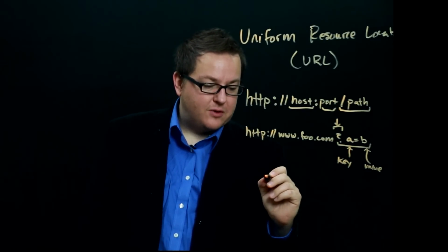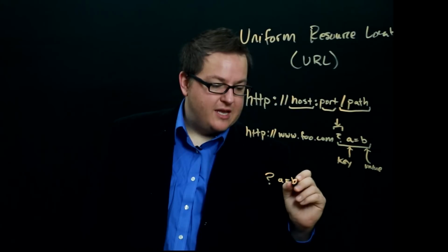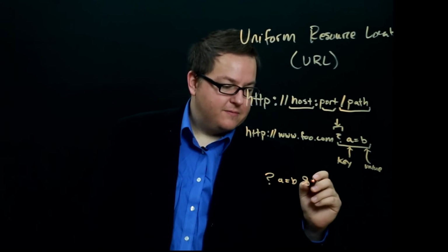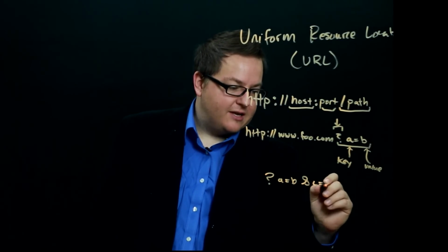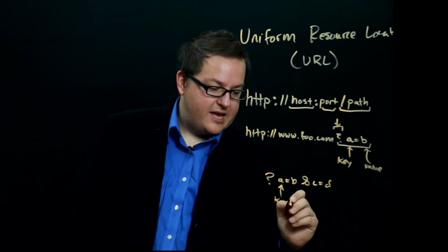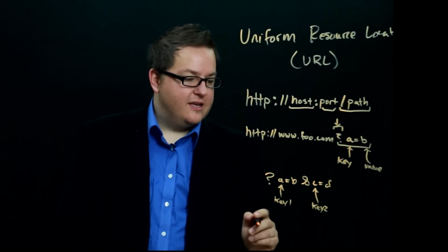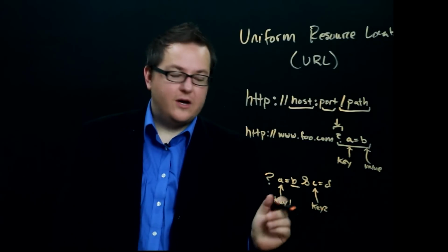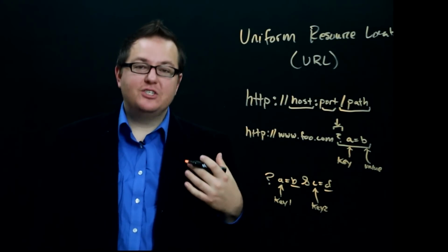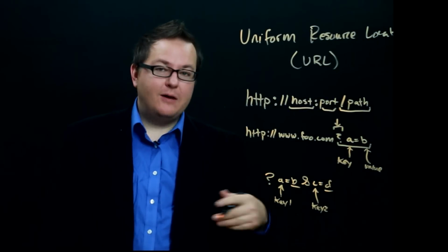We can also pass multiple parameters. So for example, if we had a question mark and then we had A equals B, we can then add an ampersand to the query parameters, and then we can have a second set of key value pairs. So in this case, the first key is key 1, which is A, then the second key, which is key 2, which is C, and then we would have B as the first value for key 1, and D as the value for key 2. So using query parameters, we can pass essentially extra information about a specific aspect of a resource to the server, and we can pass as many of these as we want up to a limit.